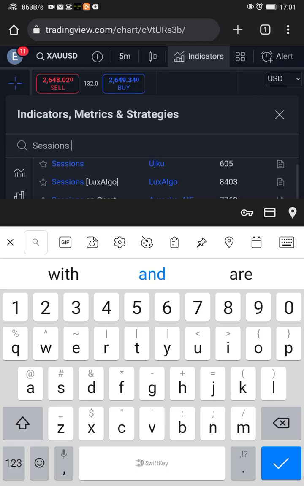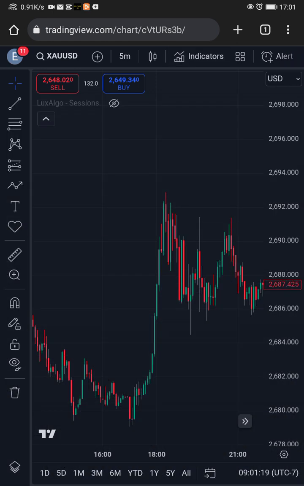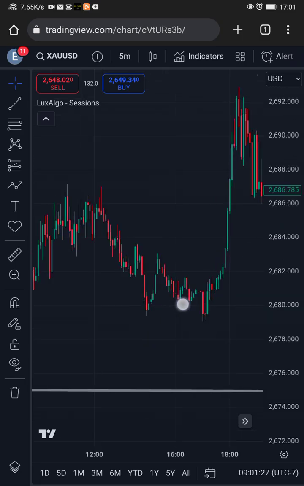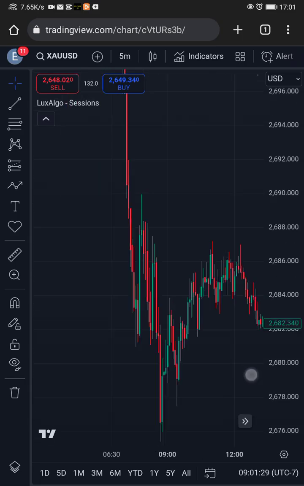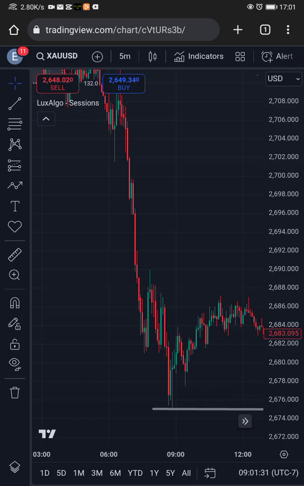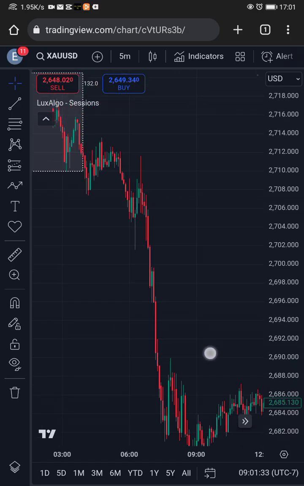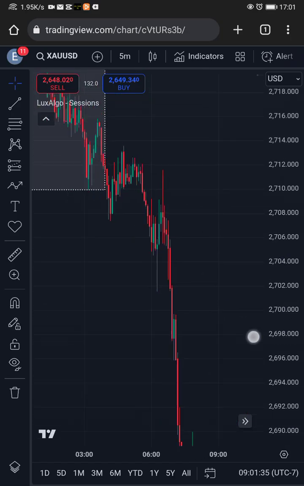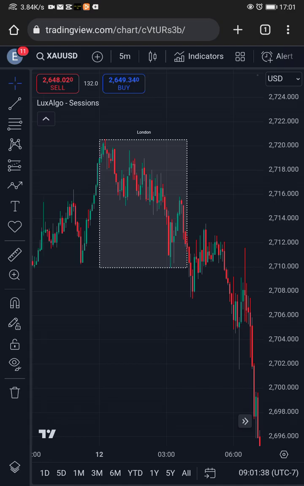The reason why I'm not clicking on it is because it's already on my chart. So click sessions and the indicator will be on your chart. So I'm going to enable it now. So I click on it. Here we have the indicator on our chart. I forgot to show you the setting. You just set the indicator according to your time zone. So right now, the indicator is on my chart. You can see it's written London.